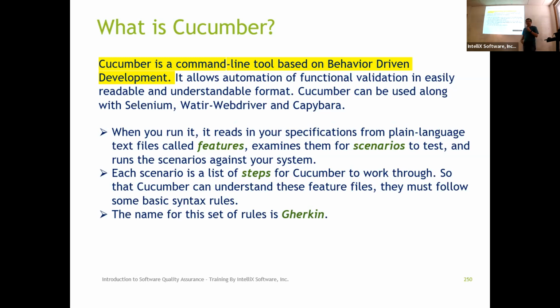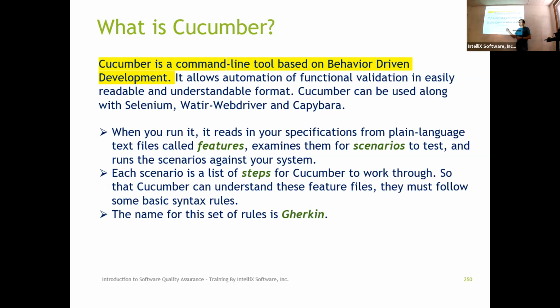Given, when, then are individual steps, three different steps if you have that. So Cucumber can interpret this type of statements and then start automating your test. Okay, so that's how Cucumber works.